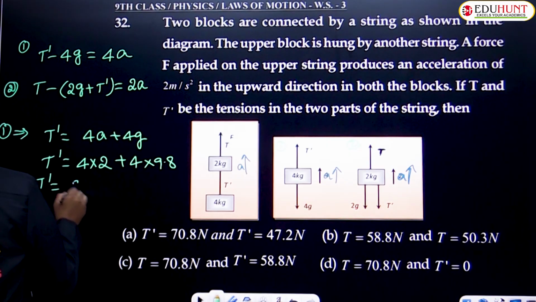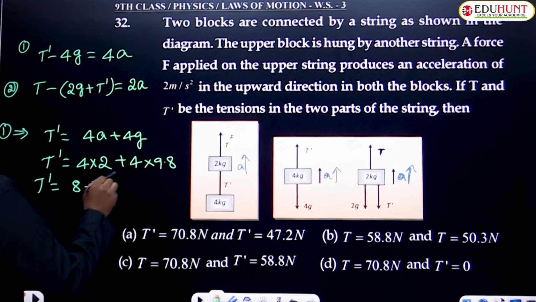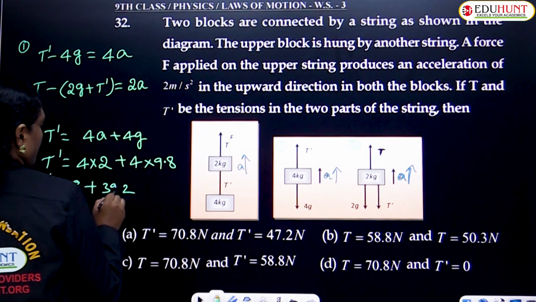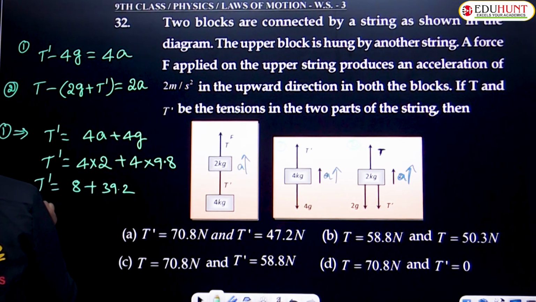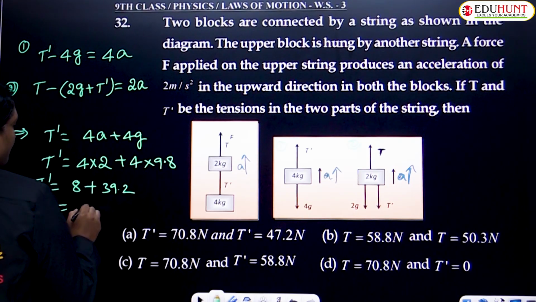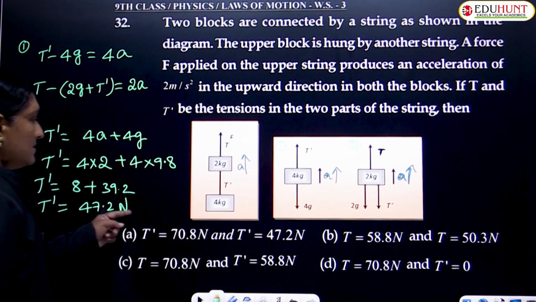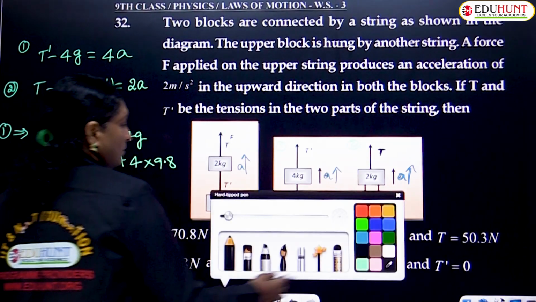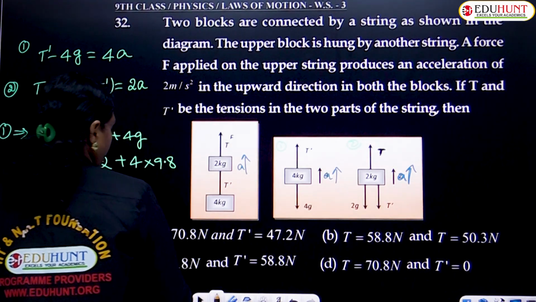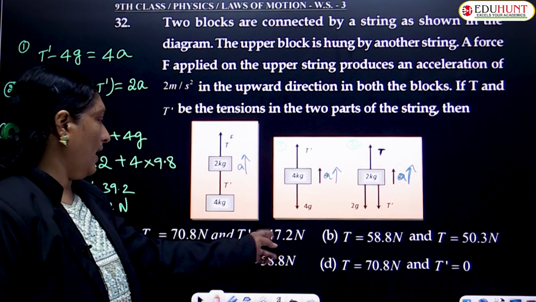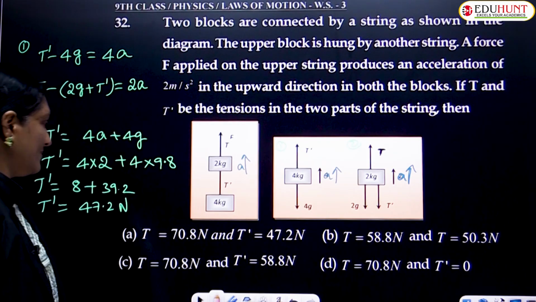So T dash will be equal to 8 plus 9.8 into 4. 8 4s are 32, 39.2 newtons. Hence T dash is equal to 8 plus 39.2, something around 47.2 newtons. Hence the value of T dash is found to be how much, children? 47.2 newtons. Is that all clear? Well, so in all the cases, only here we have the value of T dash as 47.2 newtons.